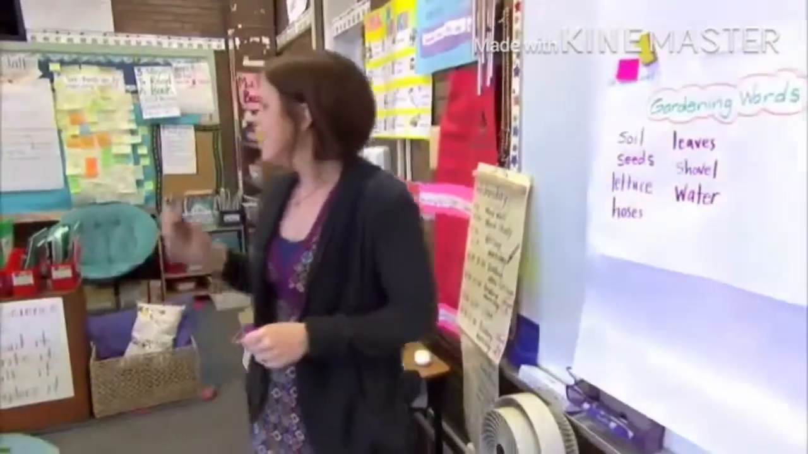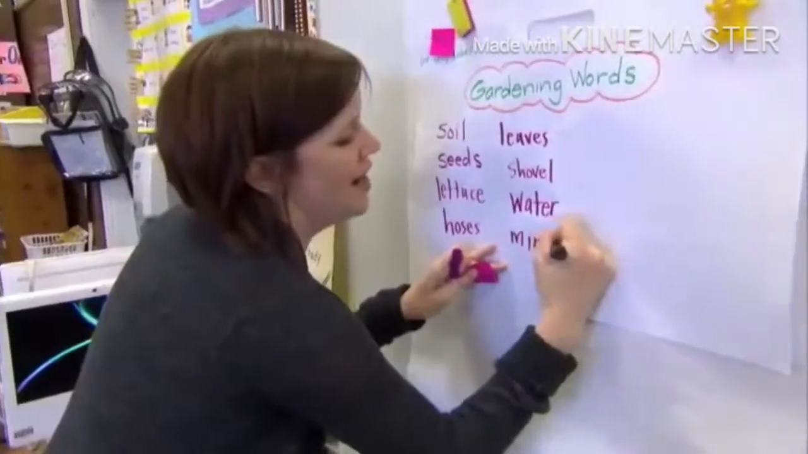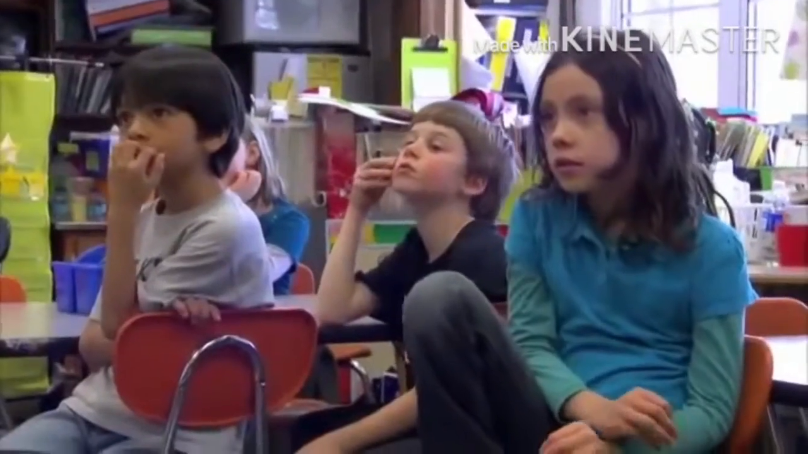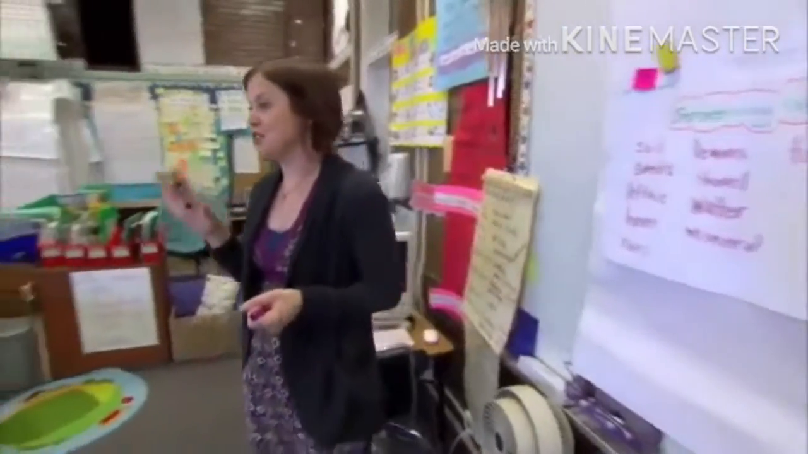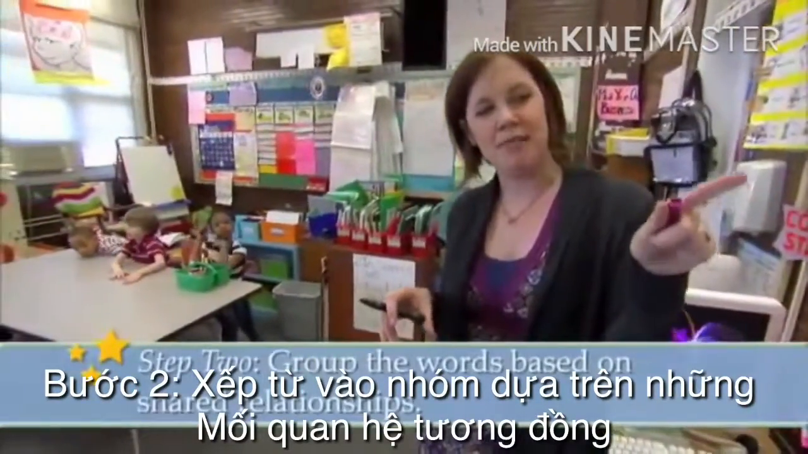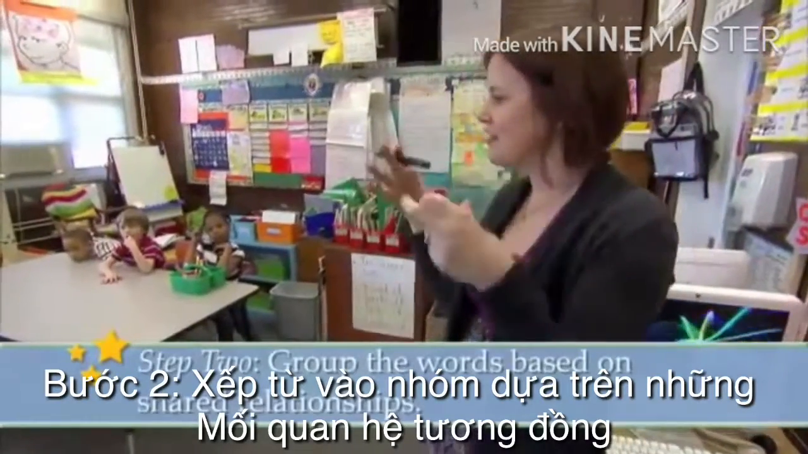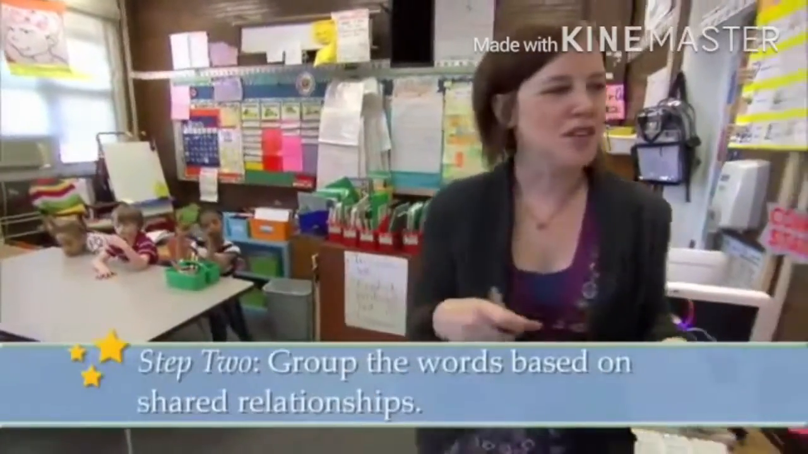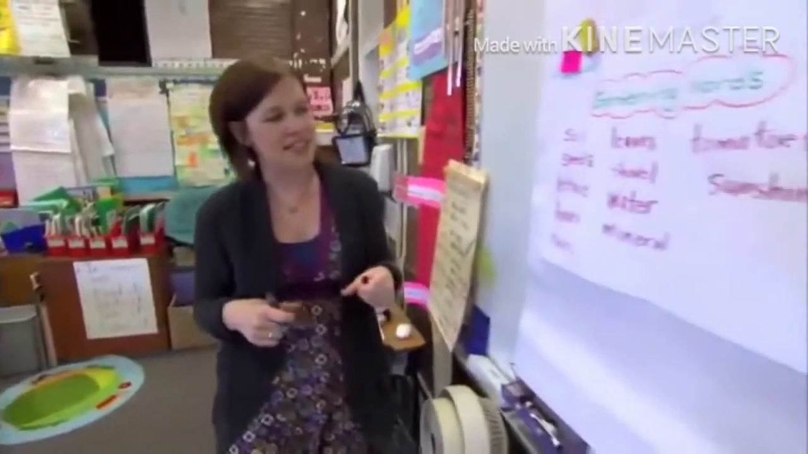Bella? Leaves. Leaves. Savion? Minerals. Minerals. Once there is a nice long list of words, it's time for step 2, grouping. Now it's time to group these words. I'm going to think about these words and think about how I might put them together if I wanted to cluster them. So the first one I'm going to put on this list is soil.